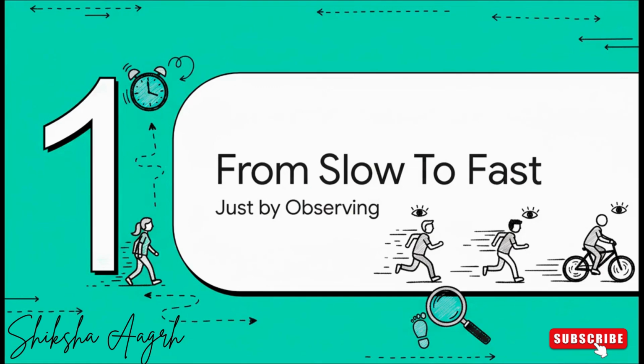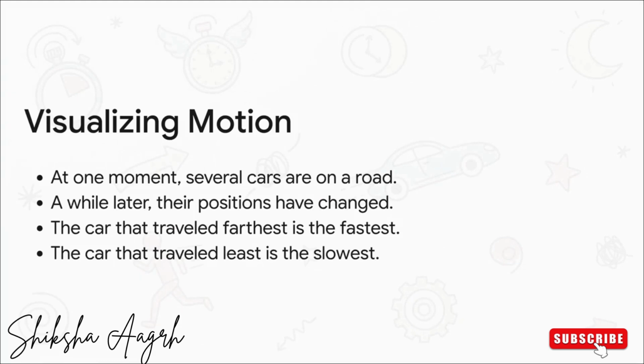And to start, we're not going to jump into any complicated math or anything. Nope. We're just going to look at a simple, everyday scene and see what we can figure out just by looking. Okay, so picture this. You're looking at a road with a bunch of cars on it. You blink, and a moment later, they've all moved. It's pretty clear, right? You can just see that the green car has covered way more ground than the others. And that poor dark blue car, it's barely moved at all. So right away, you intuitively know which one's the fastest and which one's the slowest.